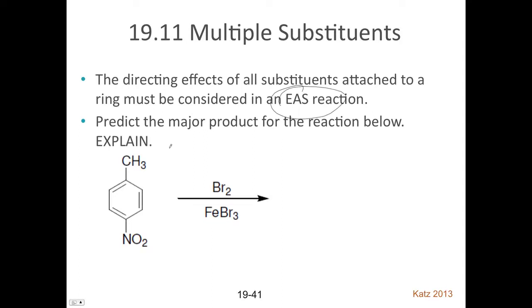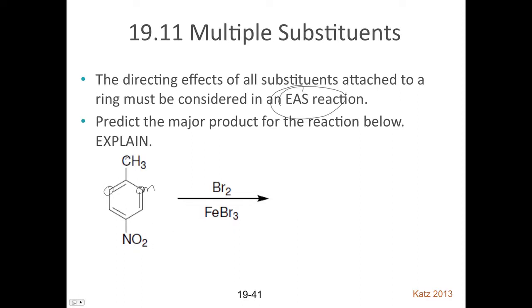So, electrophilic aromatic substitution. Predict the major product for the reaction below. Explain. Okay, so you have a nitro group here. The nitro group directs meta to itself. I'm drawing meta to this nitro group. This position here is meta. We can also circle it. So those are the meta positions here. Okay, so there's that.